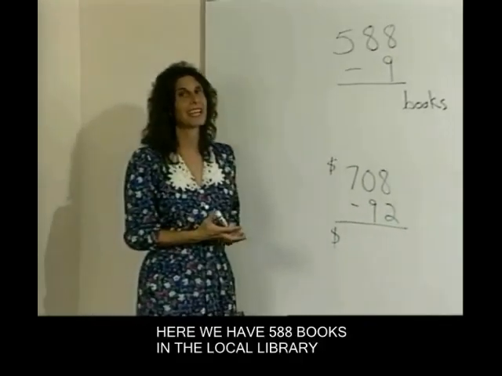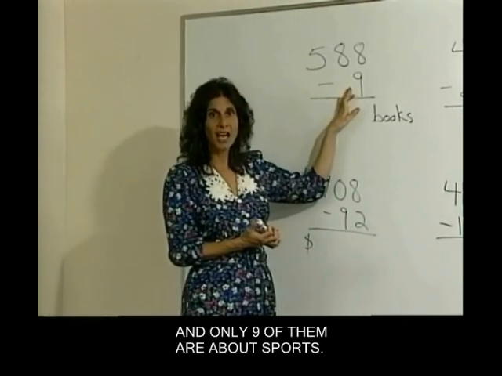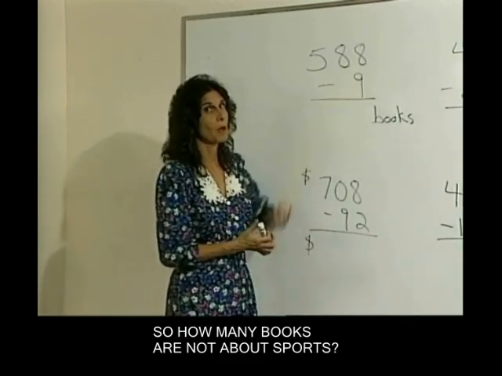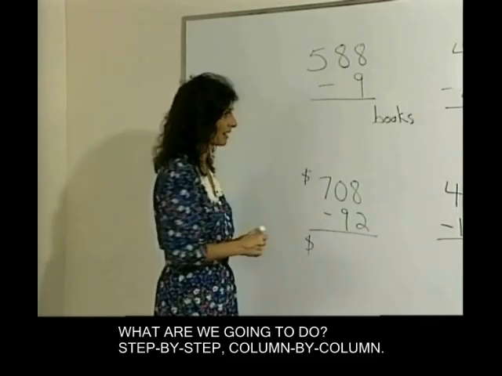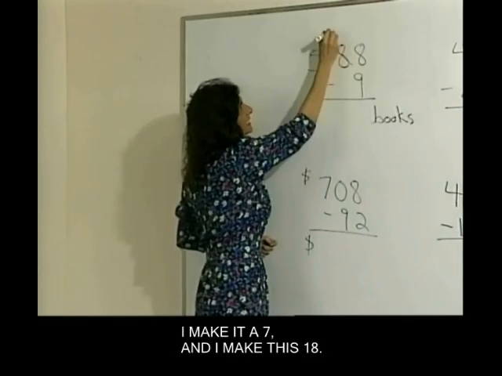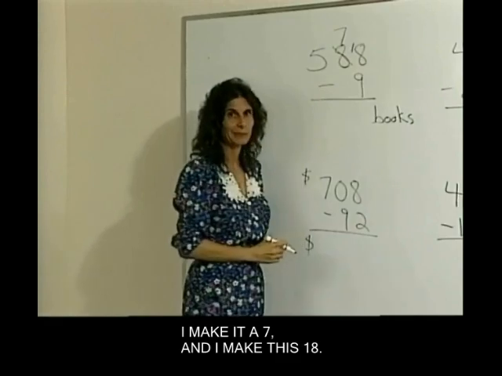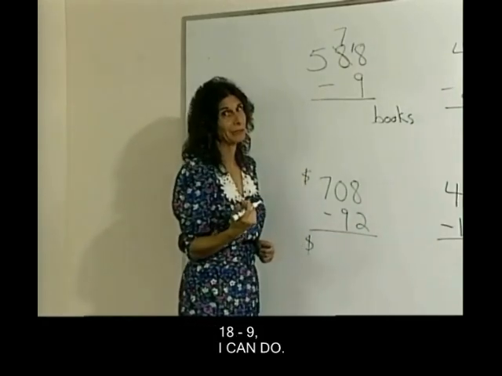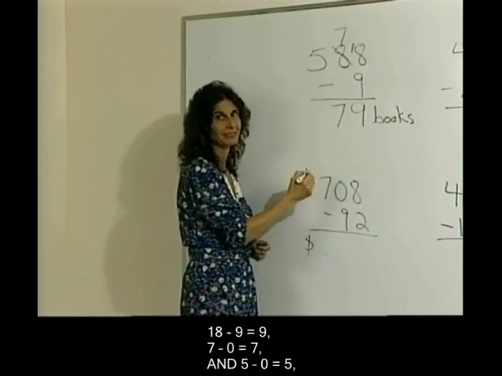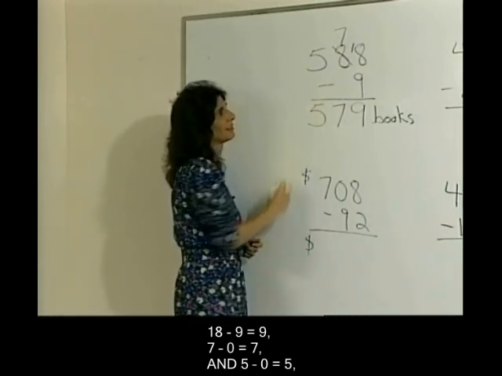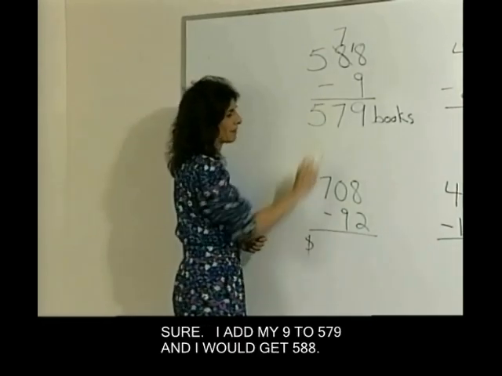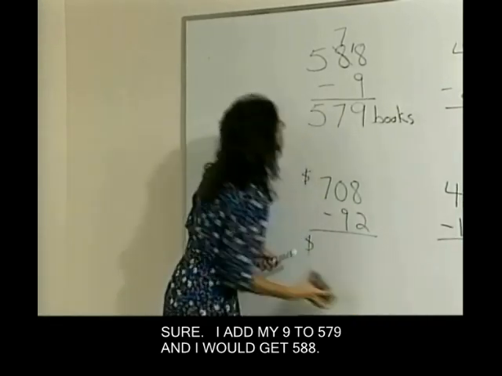Here we have 588 books in the local library, and only 9 of them are about sports. So how many books are not about sports? What are we going to do? Step by step, column by column. 8 minus 9 doesn't go. So I borrow from my 8, I make it a 7, and I make this 18. 18 minus 9 I can do. 18 minus 9 is 9. 7 minus 0 is 7. And 5 minus 0 is 5. That's 579 books. Can I check it?